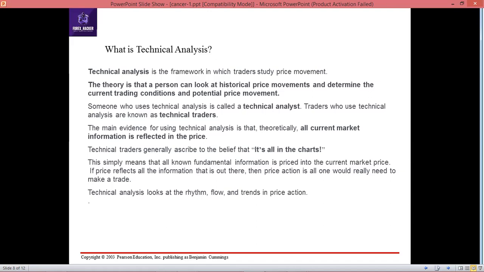I will explain something. I'll go to my chart version and explain something to you guys. The theory is that a person can look at historical price movement and determine the current trading condition and potential price movement. So what technical analysis is trying to do is this. Let me go to my chart and show you what I'm trying to say.